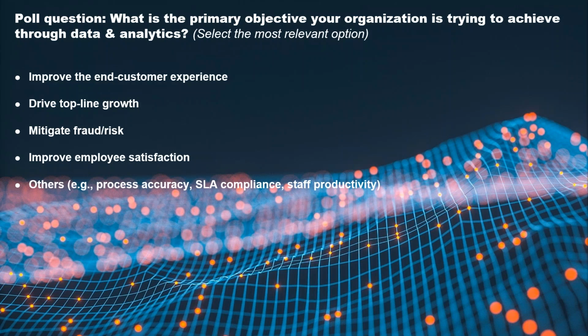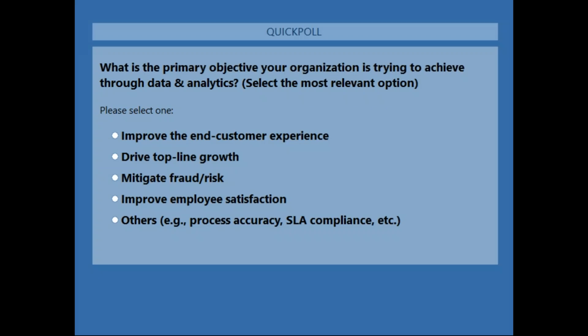We'll start with the y-axis in terms of talking about the outcomes. Before that, a quick poll question. What is the primary objective that your organization is trying to achieve through data and analytics? So we talked about different outcomes possible. A quick poll question for all of you as you think about how your organization is leveraging data and analytics. I'm sure all these objectives are relevant, so we request you to select the most appropriate option.